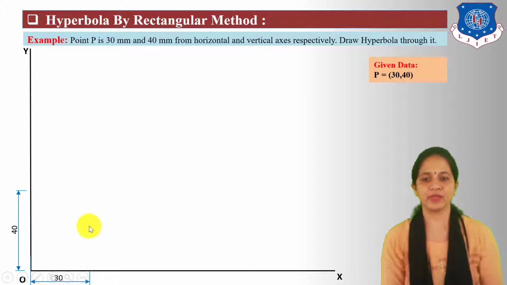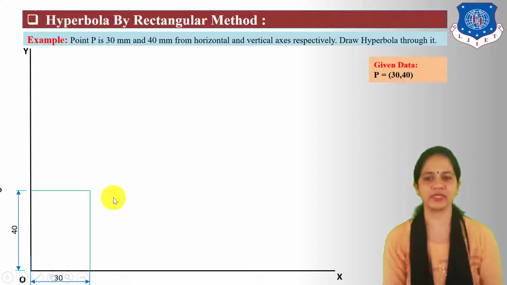Next draw a line parallel to the y-axis from the 30 mm point on the x-axis and draw a line parallel to the x-axis from the 40 mm point on the y-axis. Both lines intersect at one point, which is the given point P.